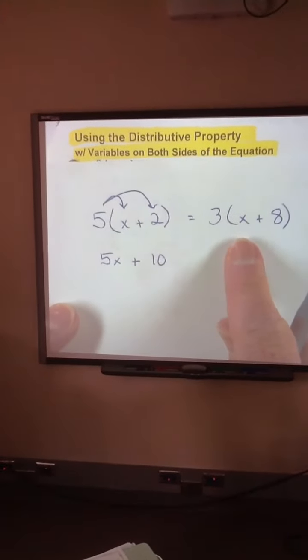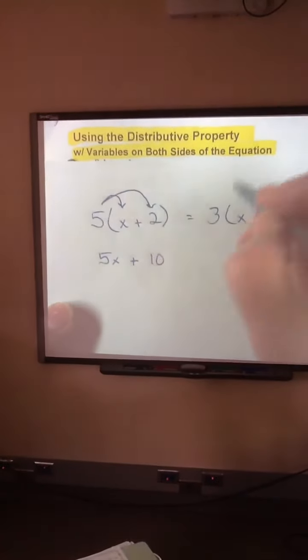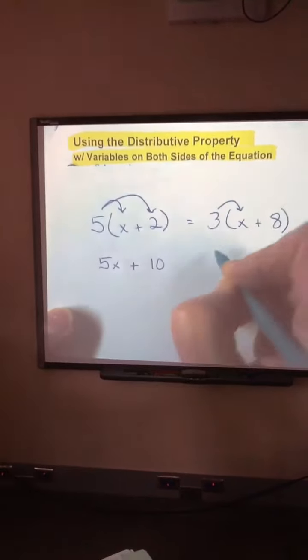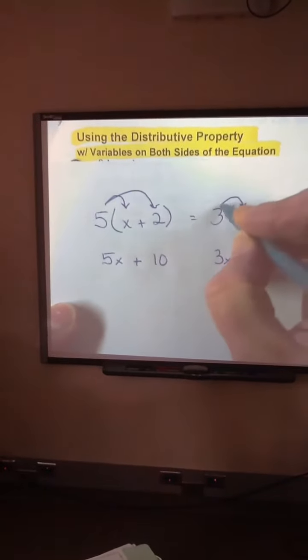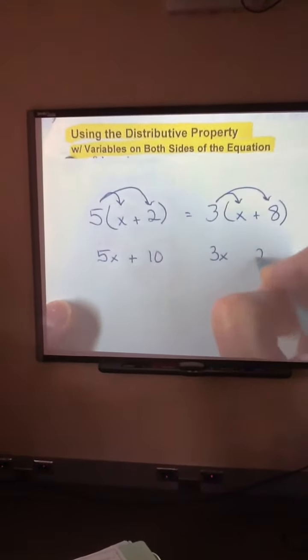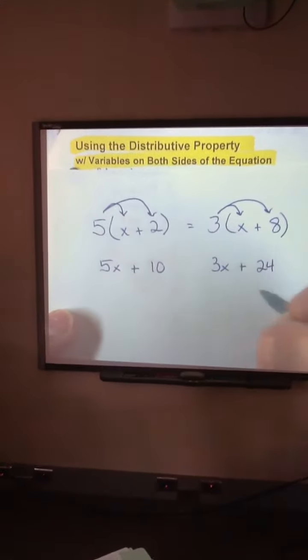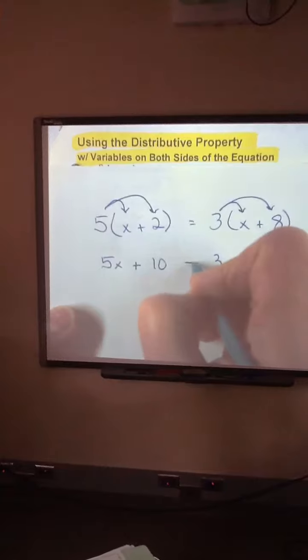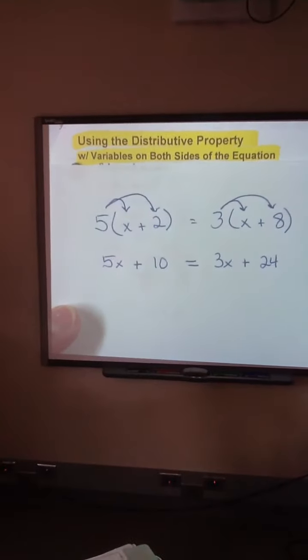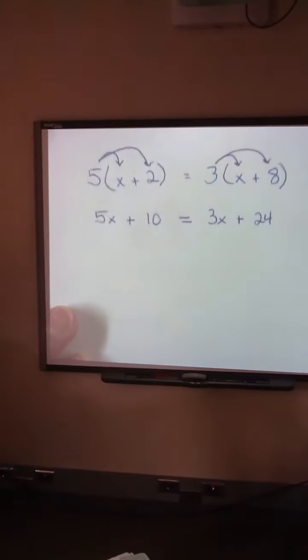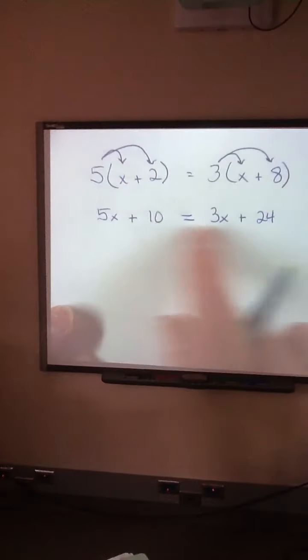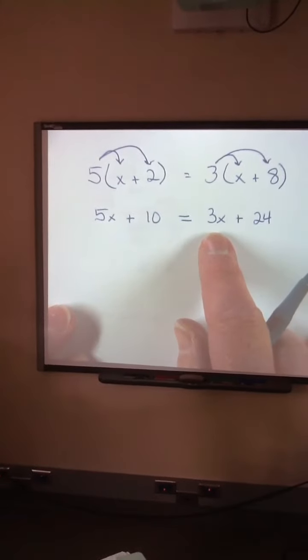Then on this side of the equation, we would distribute the 3. And we would go 3 times x is 3x. 3 times 8 is 24. And because there's an addition sign here, we would put an addition sign there. And our equal sign is in between. So once we've used the distributive property, we now have an equation in which the variables are on each side.